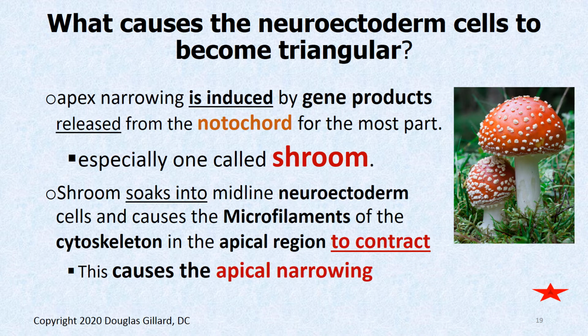And shroom is released from the notochord and from the primitive node, and it soaks into these cells, and it causes the apices of these cells to scrunch together. Specifically, remember, cells have a cytoskeleton, right? And so the microfilaments of the cytoskeleton pull in and contract, and that's what causes that triangular shape.